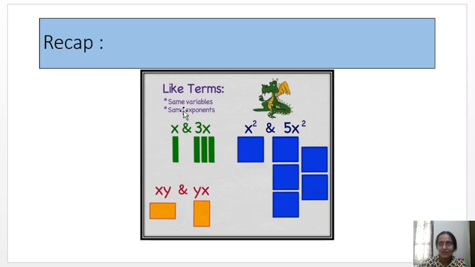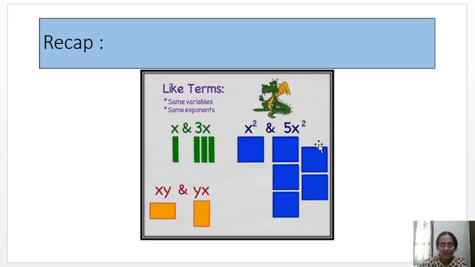What are like terms? Like terms are the terms with the same variables and same exponents, the variables which are having the same powers. Here x and 3x are like terms. The x is visualized by the rectangle green strip. 3x is visualized as 3 rectangle green strips.